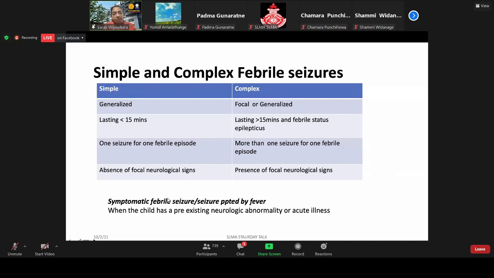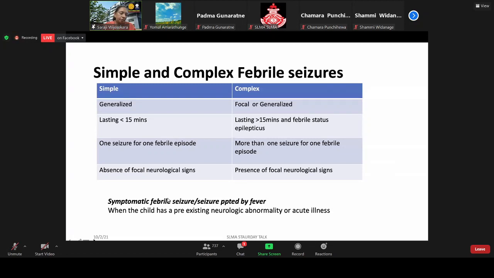And there could be more than one seizure for one febrile episode, meaning if the patient comes today with a febrile seizure, there may be other seizures occurring in the same febrile episode, mostly 2 or 3, but some may go on to have about 6 or 7. So that is the complex febrile seizure. And they may also have focal neurological signs like weakness. So that is the differentiation.